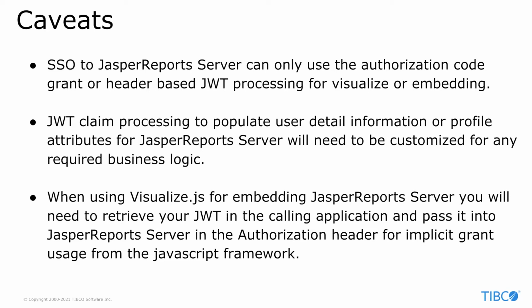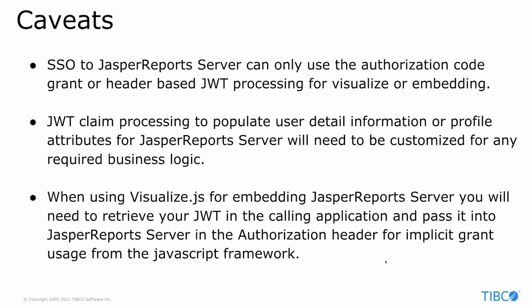But JRS does the authorization code grant flow, and then it provides header-based JWT processing for Visualize.js framework or embedding with REST. So you do have the ability to have a client retrieve a JWT via some flow from an IDP and then passing it to Jasper Server to be verified and processed for embedding purposes.